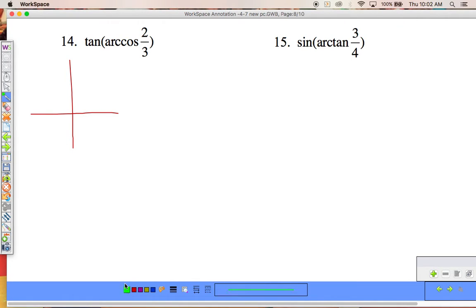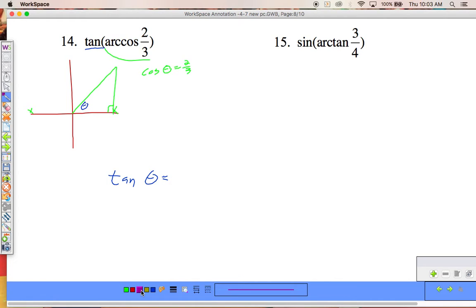I'm either going to draw the top triangle in the first or the second, because that's where my theta is when I take the arc cosine of 2/3. All right, so rewriting this, I can write this as the cosine of theta is 2/3, because I'm trying to find theta. It's positive, so I'm going to draw my triangle in the first quadrant. And the theta I'm looking for, and the theta I'm going to use, is going to be this. So I know that I'm going to end up taking the tangent of that angle theta that I found.